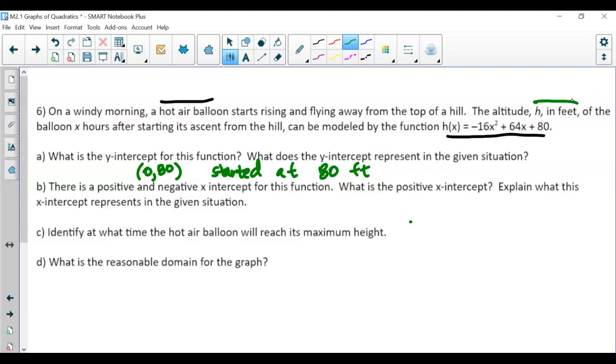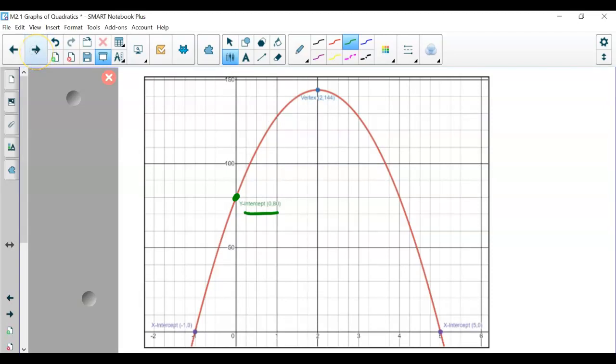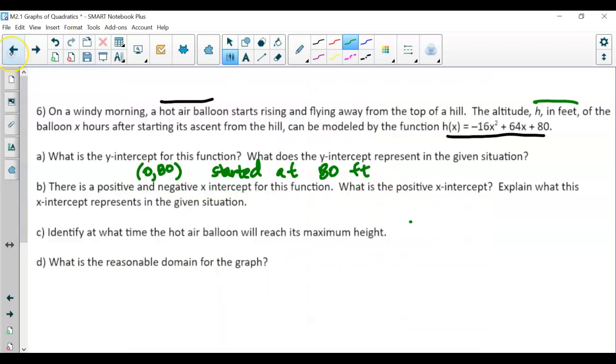Now, notice here, this is what we were talking about with the reasonable and keeping in mind the situation. There is a positive and negative x-intercept for this function. What is the positive x-intercept? And we're going to explain what this means. So here, looking at the positive x-intercept is (5, 0). Notice how the x-intercept over here is (-1, 0). So we're going to focus on the positive. So our x-intercept here is (5, 0).